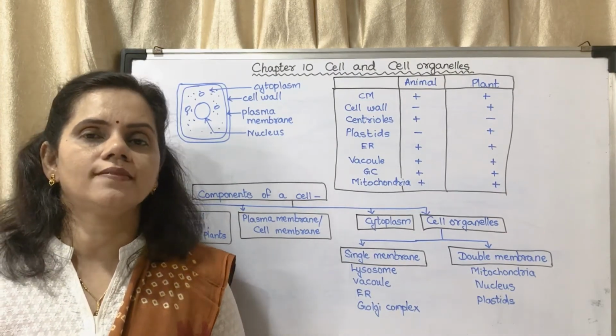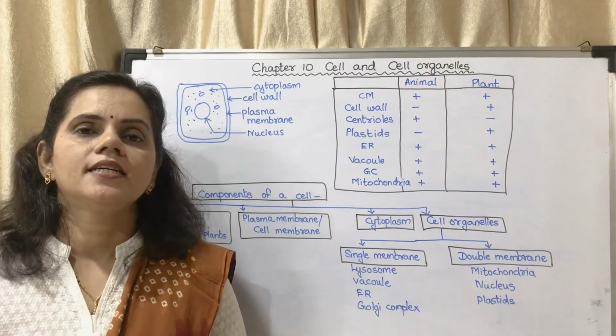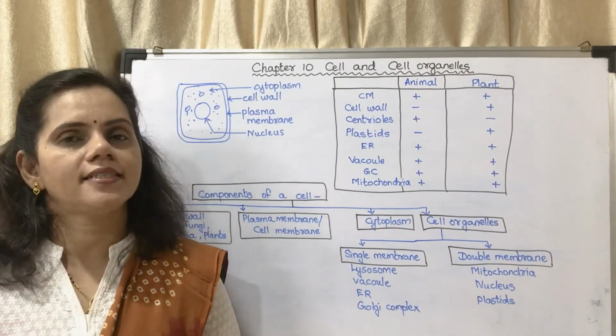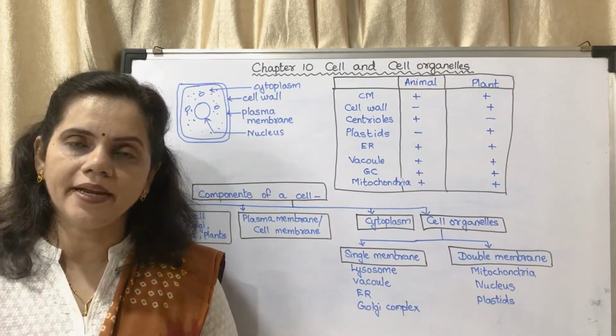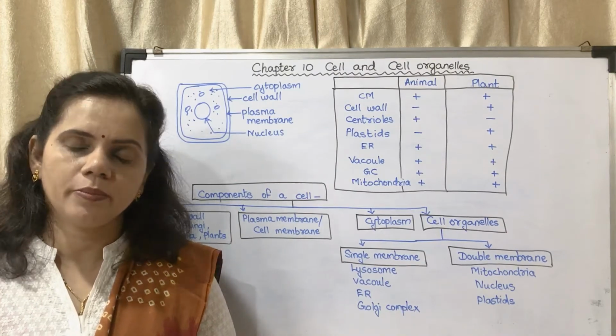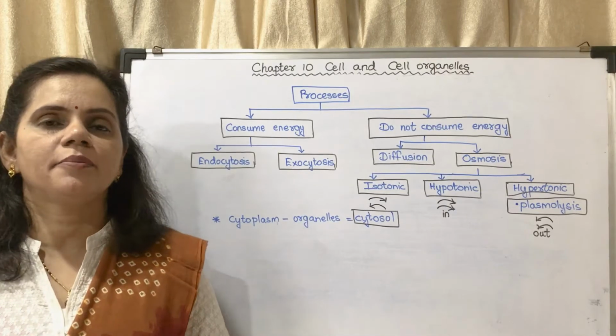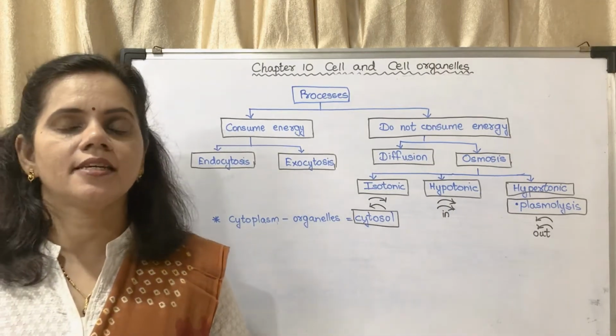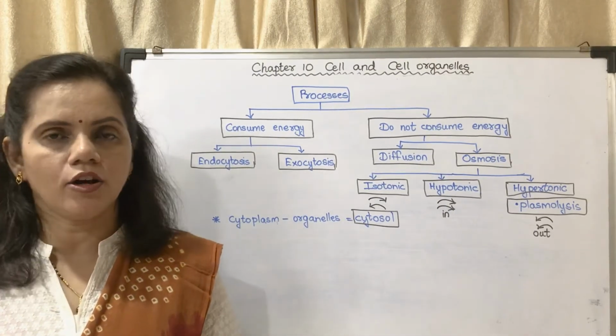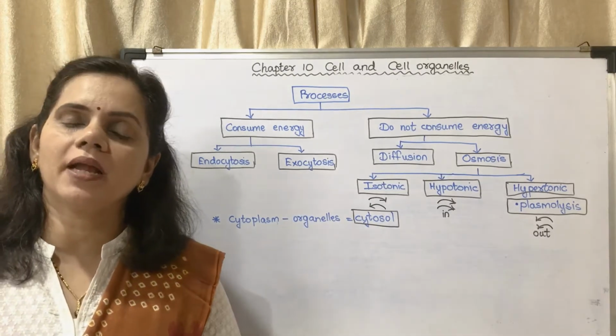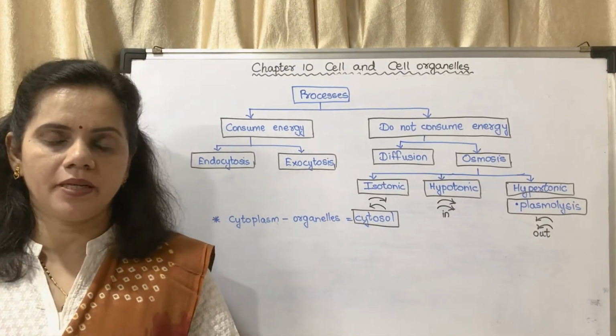First, the function of cell wall. Second, the plasma membrane is called a selectively permeable membrane. Why? Now we may move on to the next. Now the next is the processes by which the substances move in and out of the cell. I told you that plasma membrane is a selectively permeable membrane.